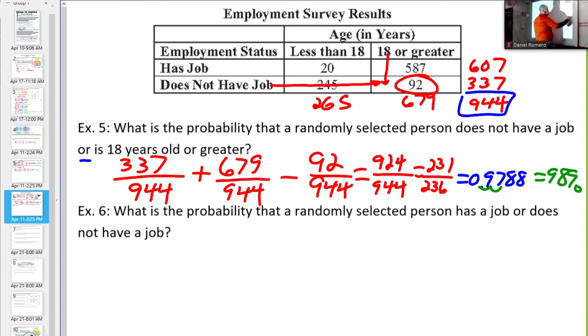98%. So you have a 98% chance. It's almost a virtual certainty that if you randomly pick someone, they will either not have a job or be 18 or greater. The only people that we're not considering are these 20 here. These are the only 20 that don't fit into one of those two categories.